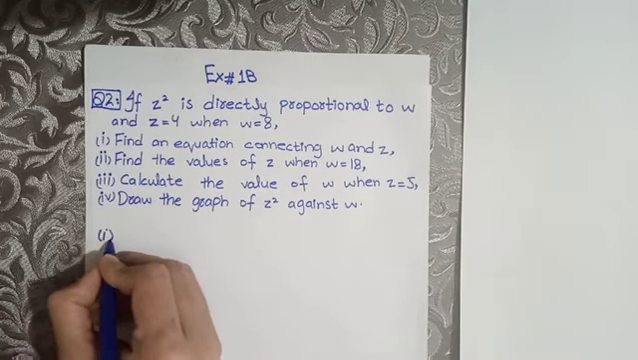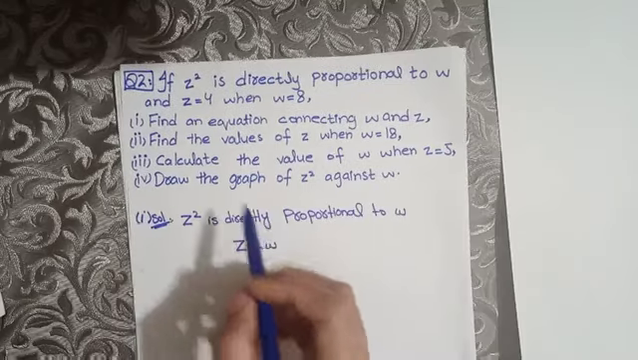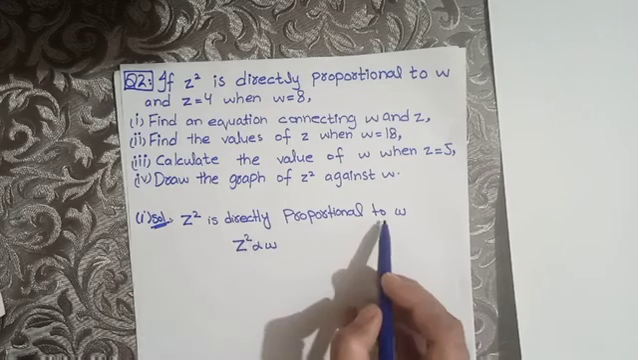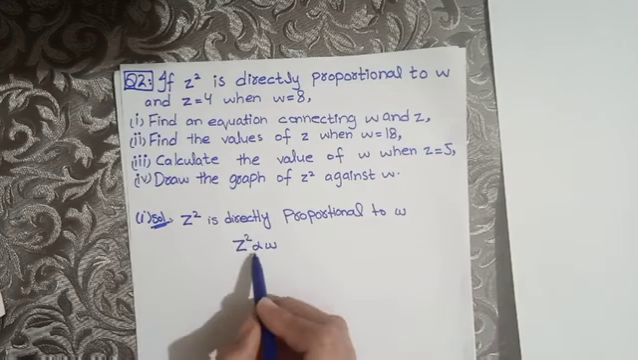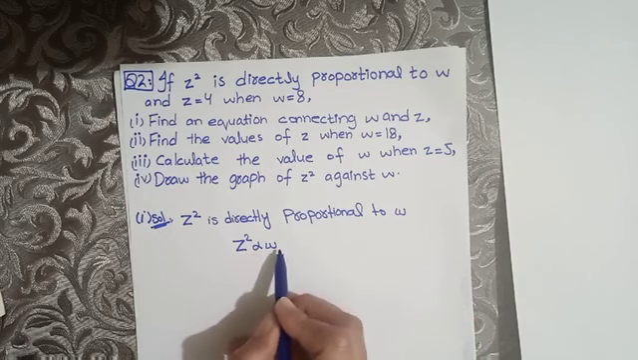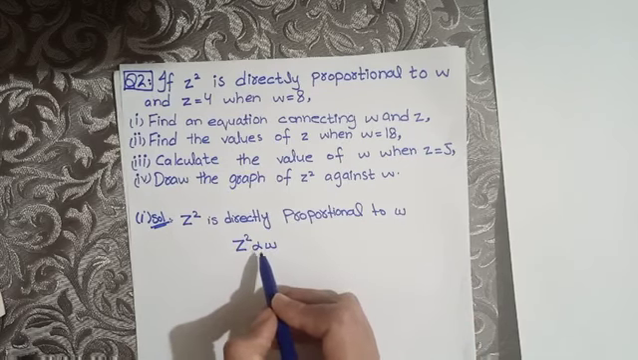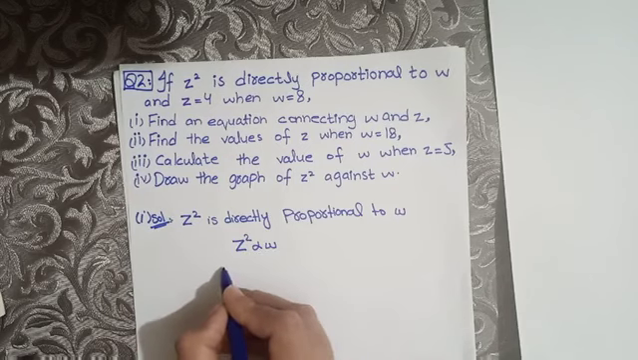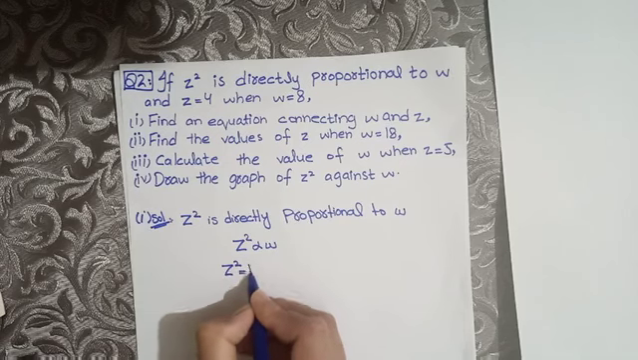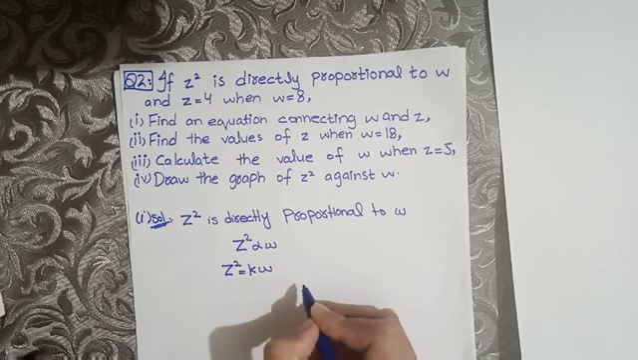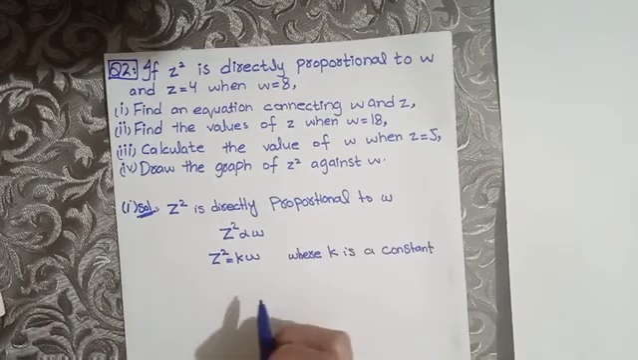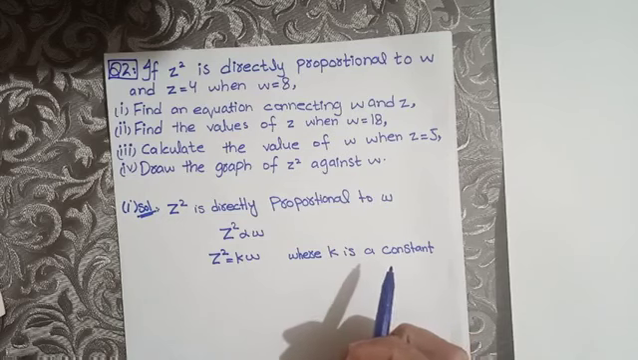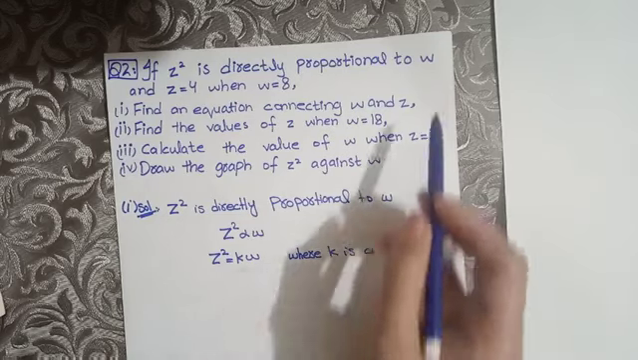First part, solution. Z square is directly proportional to w. This is the proportionality sign. The proportionality sign changes to an equality sign and we insert k. Z square is equal to k w, where k is a constant. We need to find the value of k first of all, and for that we have been given the values of w and z.